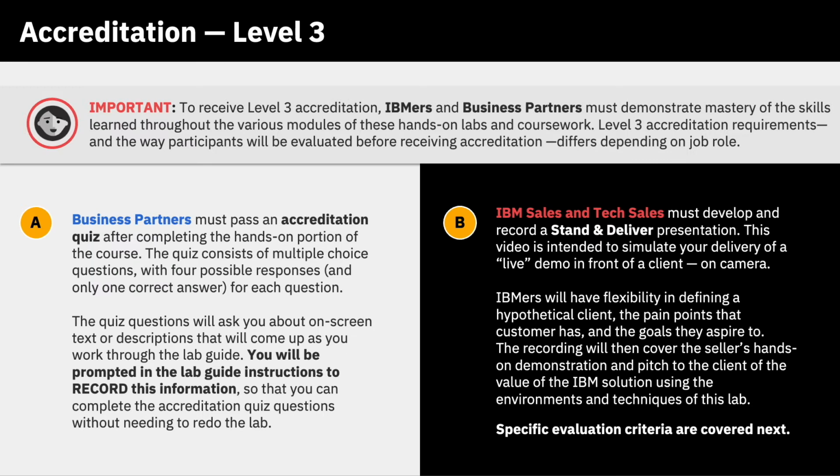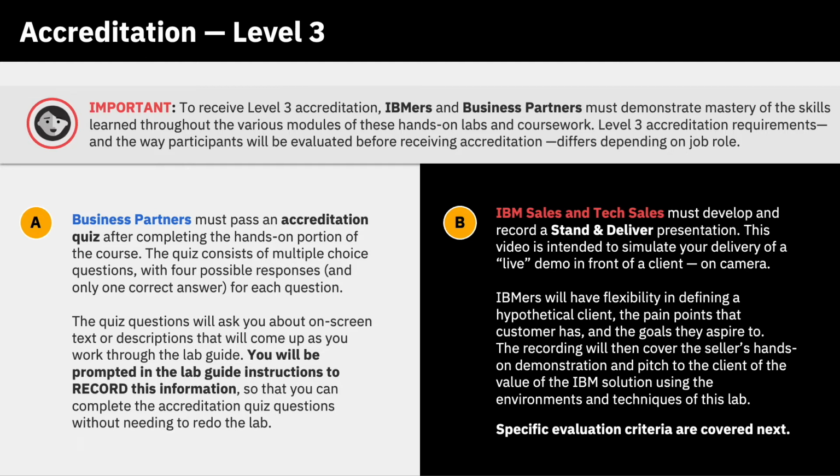For the Level 3 certification and accreditation, IBM and business partners need to demonstrate a mastery of the skills learned throughout the various modules of the recordings and the coursework. Level 3 accreditation requirements and the ways that participants are evaluated before receiving their credits differs depending on your job role. For a business partner, you must pass an accreditation quiz after completing the hands-on portion of the course.